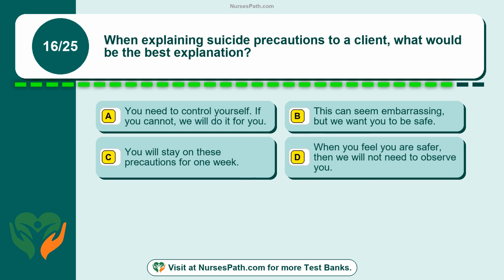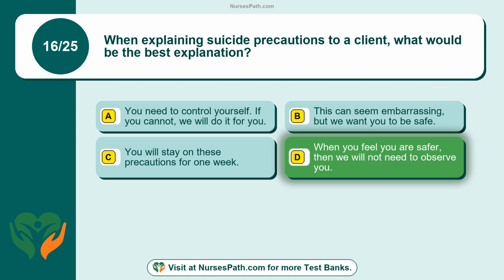Question 16. When explaining suicide precautions to a client, what would be the best explanation? Option A. You need to control yourself. If you cannot, we will do it for you. Option B. This can seem embarrassing, but we want you to be safe. Option C. You will stay on these precautions for 1 week. Option D. When you feel you are safer, then we will not need to observe you. The correct answer is option D. When you feel you are safer, then we will not need to observe you.